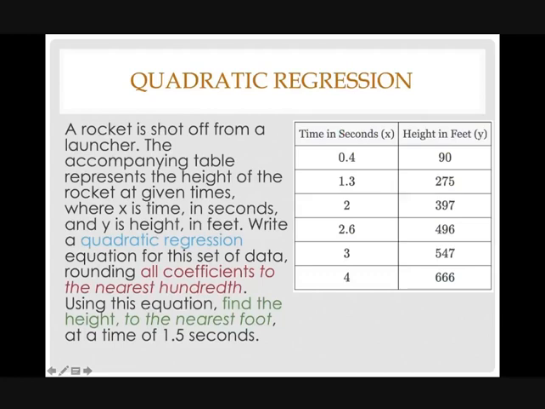So now, what about a quadratic regression? Well, a rocket is shot off from a launcher. The accompanying table represents the height of the rocket at given times, where x is time in seconds and y is height in feet. Write a quadratic regression equation for this set of data, rounding all coefficients to the nearest hundredth. Using this equation, find the height to the nearest foot at a time of 1.5 seconds.